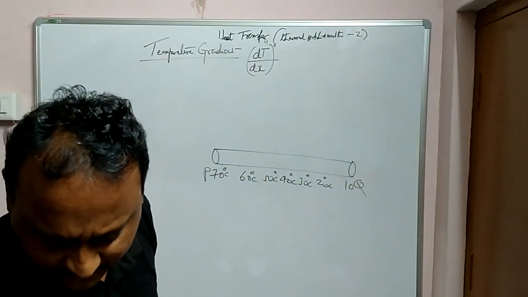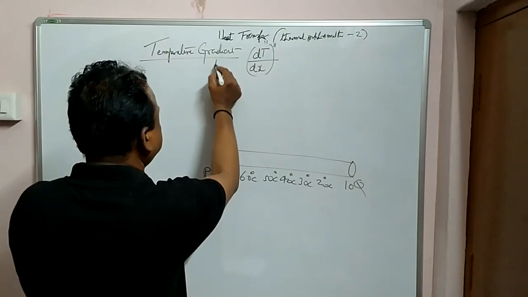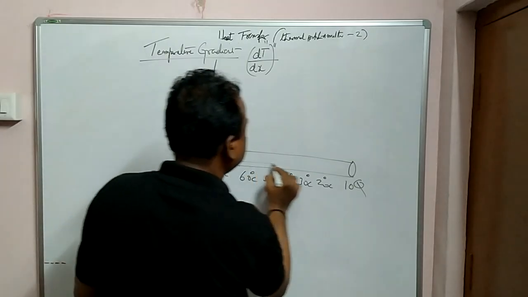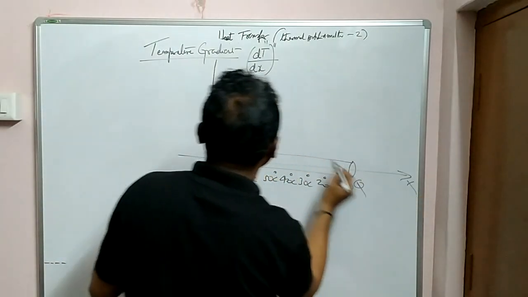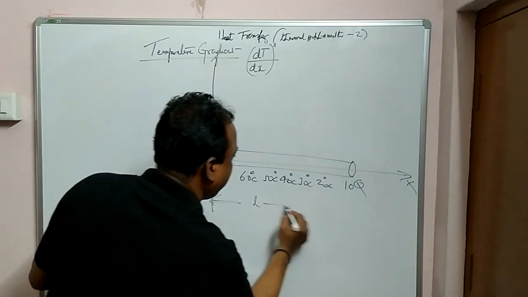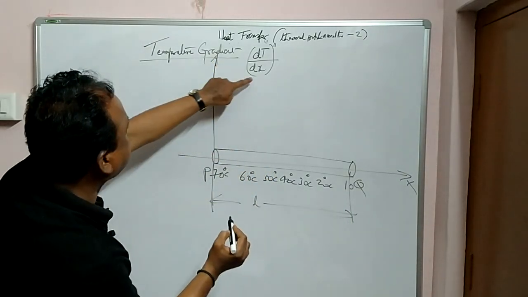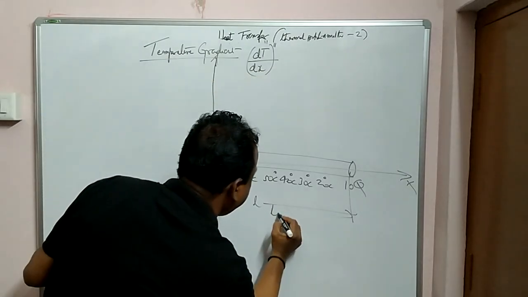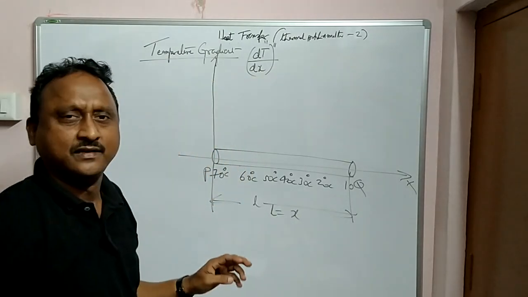Now for example, for this if you draw a graph, this is the length of the rod, L. Here the length of the rod is taken as X. Here L is taken as X. Okay?